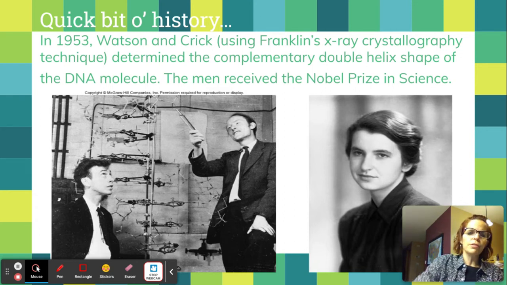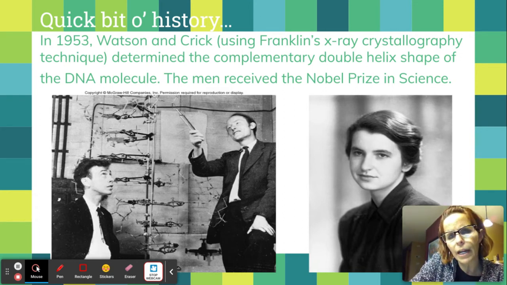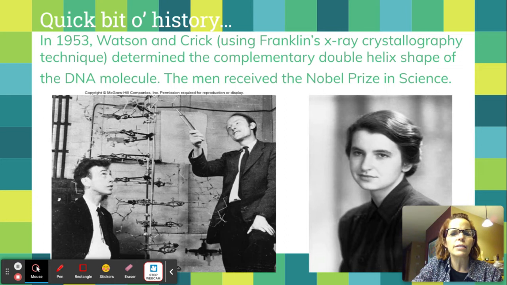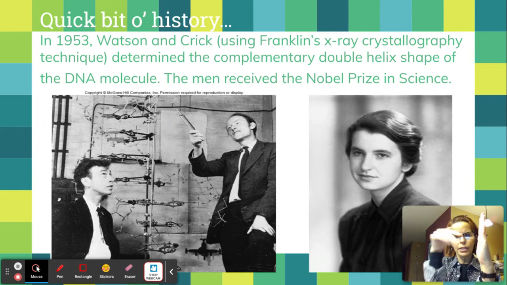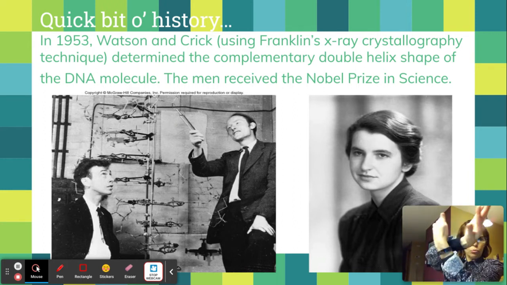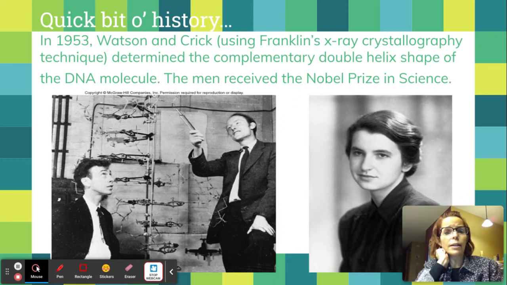These two fine fellows on the left received the Nobel Prize in Science for discovering the DNA double helix shape, which simply means a double helix is like a ladder that has steps going across, but the helix indicates that it's rotating, so it's constantly turning. And they received the Nobel Prize for that.